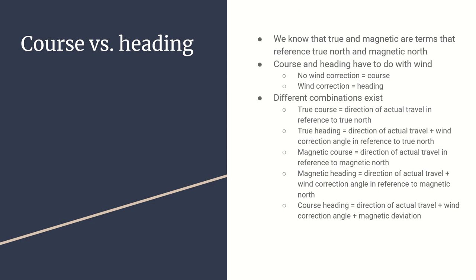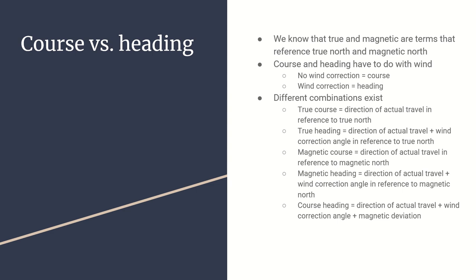Okay, so let's talk about the difference between course and heading. We know what the difference is between true and magnetic. If I had a true course or a magnetic course, the magnetic course has taken into account the variation and the true course has not. Even if I have a true heading and a magnetic heading, the magnetic heading has taken into account that variation, but the true heading has not. Okay, so we understand that distinction.